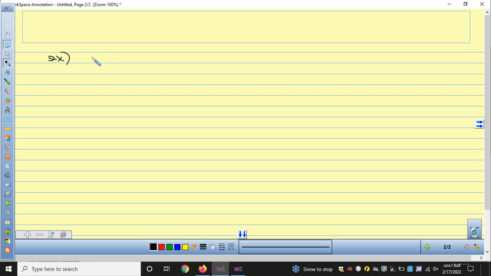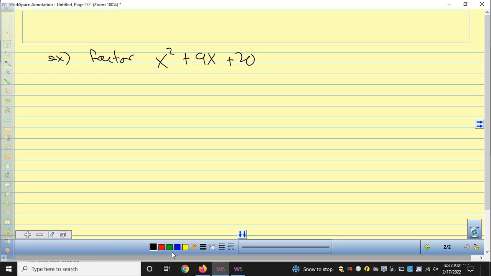All right, so we want to factor x squared plus 9x plus 20. Now what I usually do, that's A, that's B, that's C. So A is 1. A times C is 20. And we need A times C pretty much every time we do factoring. In this case, A times C is 20.